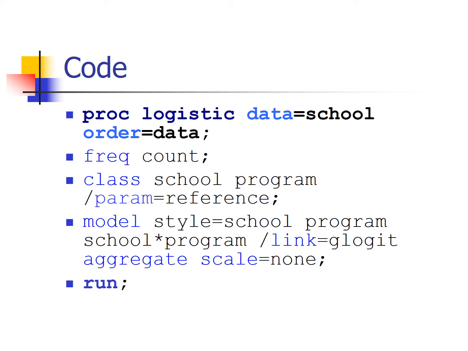We need to use that freq statement because apparently this data was aggregated. We set up our class variables with the param statement. There's our model statement. Notice I put the interaction term in there just like I did from 512 using the asterisk symbol. And link equals glogit. Do the aggregate scale equals none to get my goodness of fit tests.